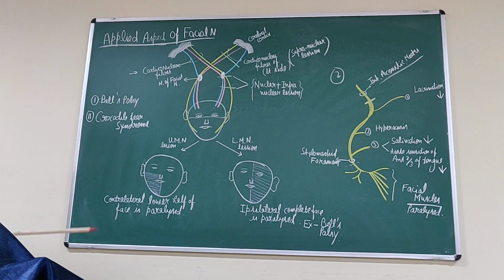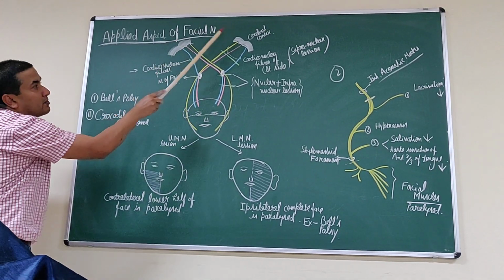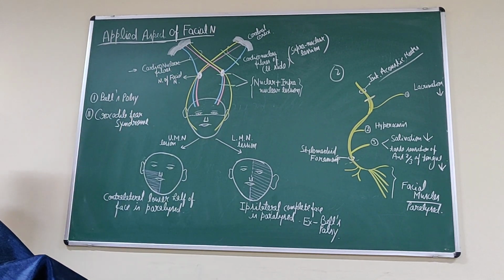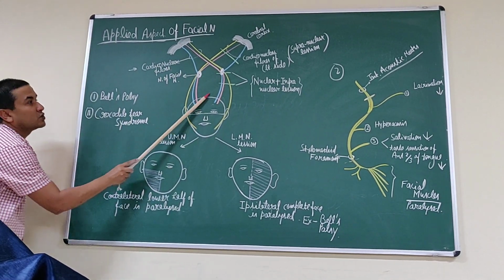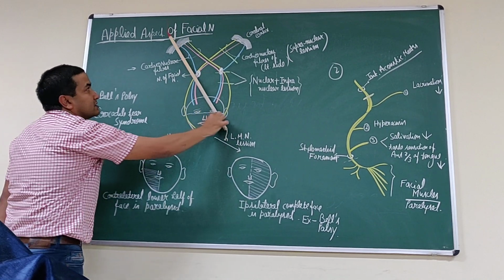For example, in this face, the upper part of the face is controlled by both cerebral cortices, while the lower part is controlled by the cerebral cortex of the opposite side. This is the contralateral.